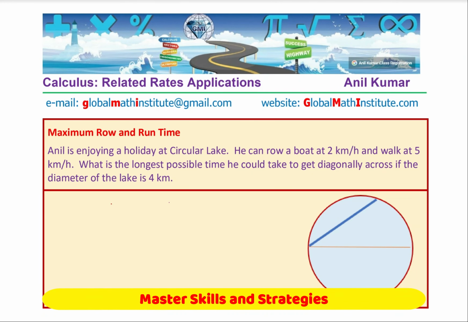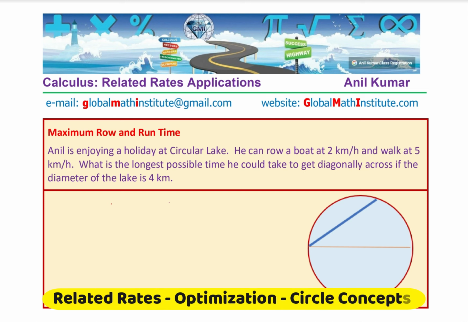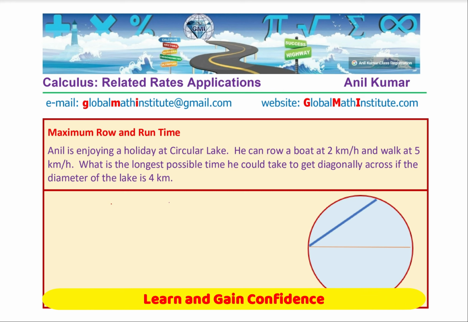Let us discuss a very important test question on related rates and maximization of time. Here you need to review some concepts about circles to find the distances along a straight line in a circle and along the arc. Arc length A is r times theta, and the angle subtended at the center is twice the angle on the circumference. These are the two things important to understand.